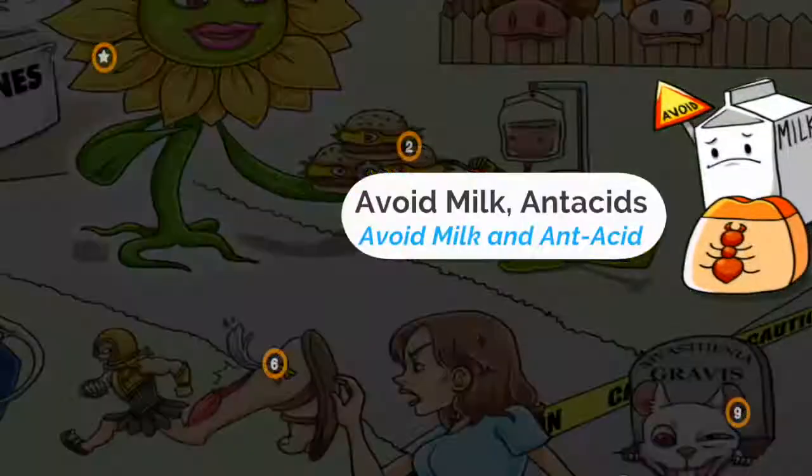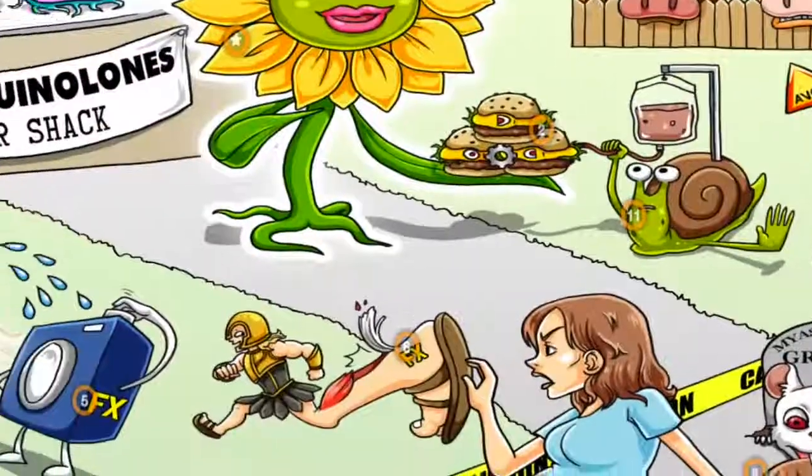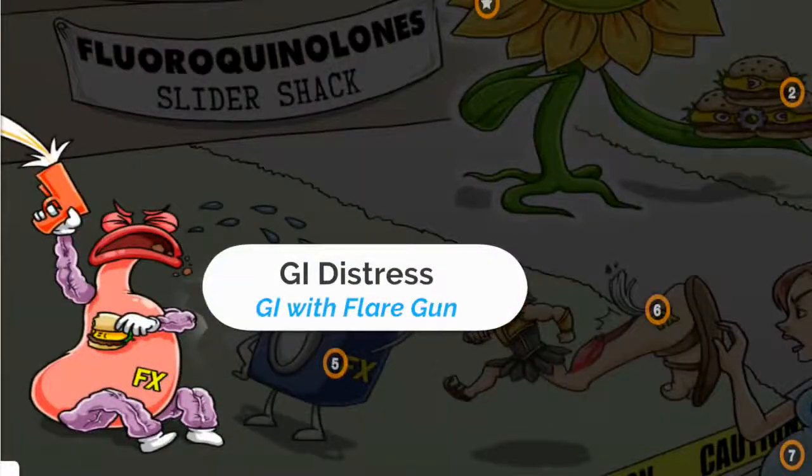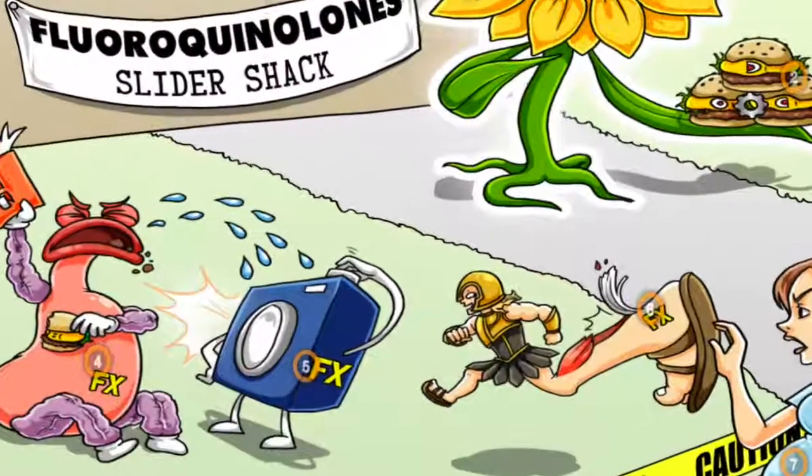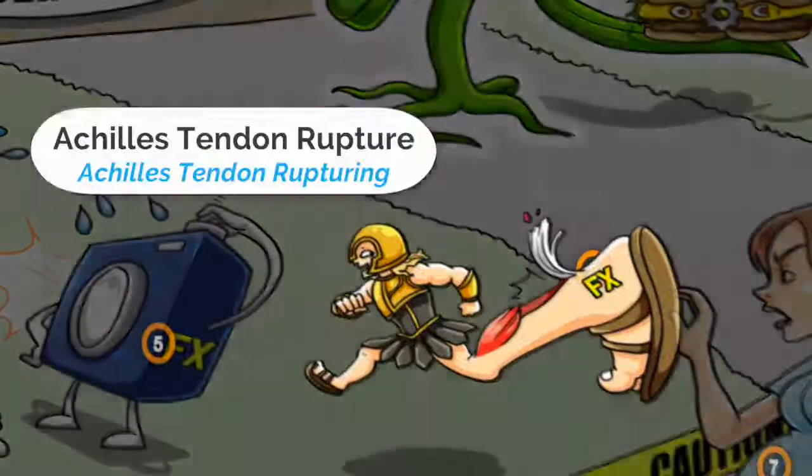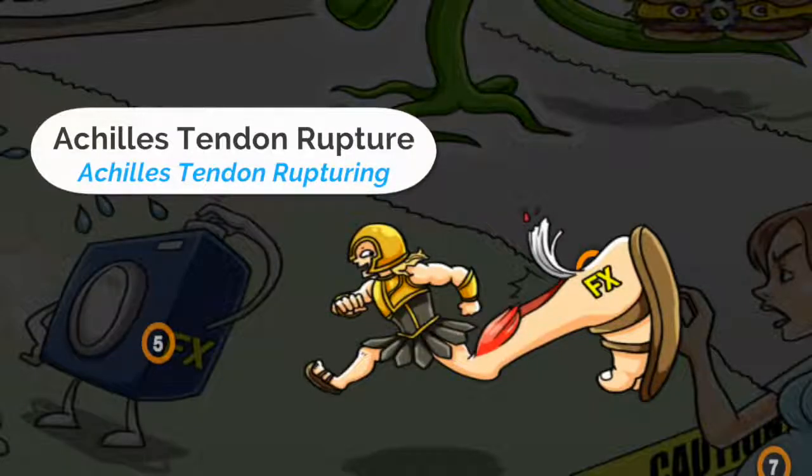Educate patients to avoid milk or antacids, shown here as our avoid sign milk and our ant on an acid bottle. Along with that, you can have GI distress, shown here by our GI distress guide. Now, fluoroquinolones has one really high-yield topic, and that's the risk of Achilles tendon rupture. And you can see that here with our Achilles man with his tendon being ruptured.